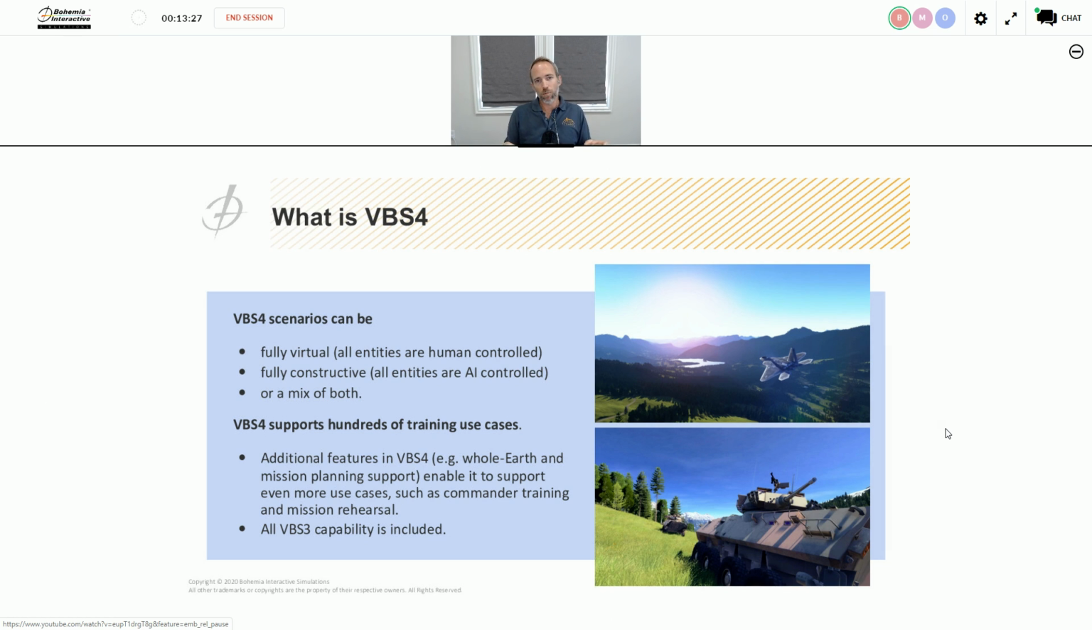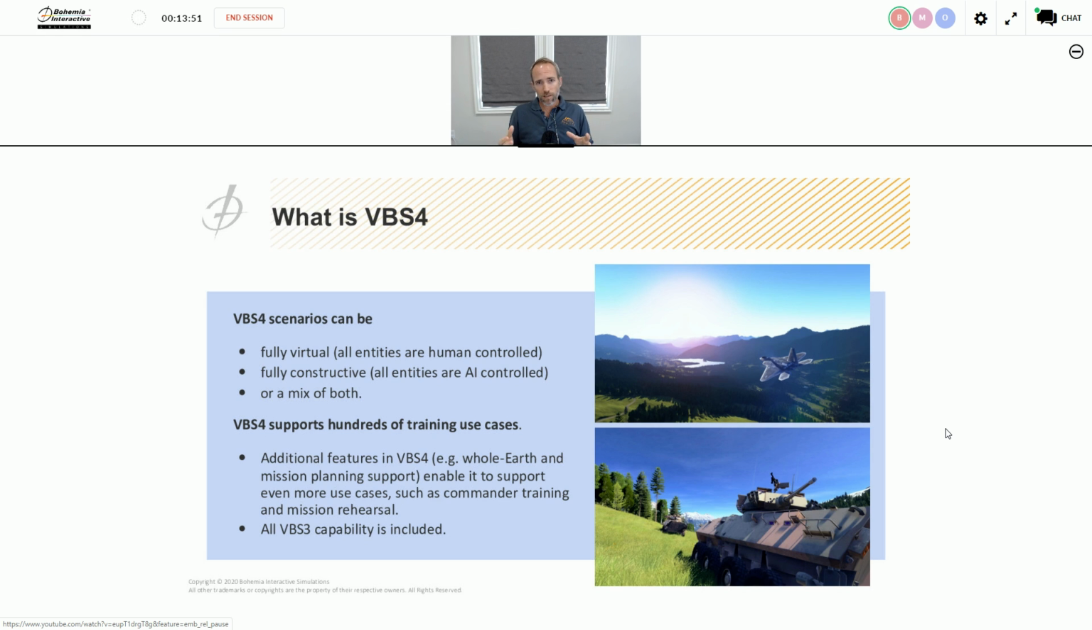Every single entity can be human controlled, fully constructive, which means that every entity is AI or computer generated, or a mix of both. And this is a really important distinction between VBS3 and VBS4. Now in VBS3, if you've used it, typically supported kind of platoon and company, and you really did have to use human in the loop. You couldn't trust the AI too much to replace human behavior.